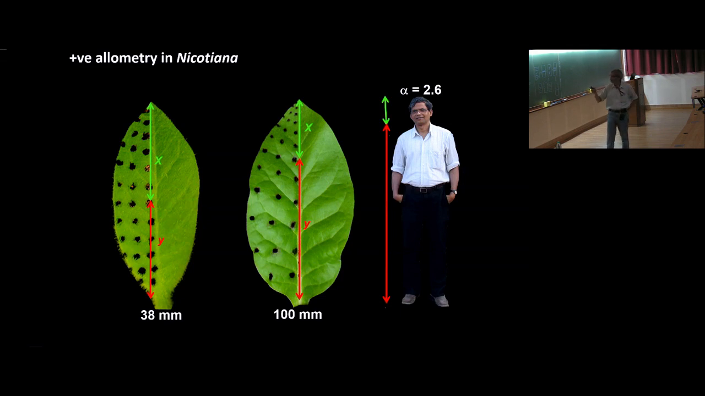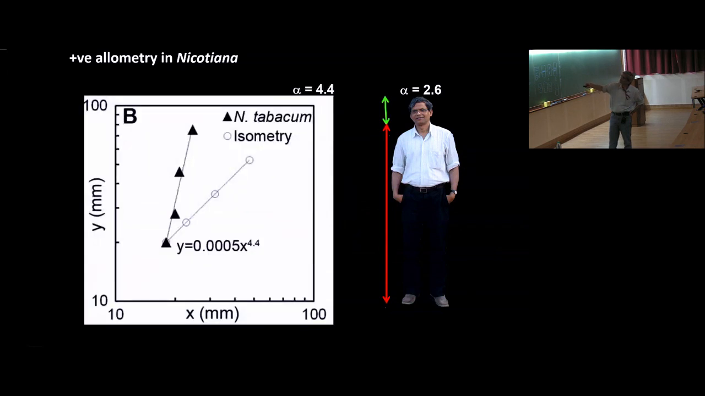What is the alpha value here? You can measure it very easily by plotting the x and y. When you plot the x and y here, this is the x and this is the y, you can see that had it been isometry, this would have been the graph, but it has deviated from here, and this is the graph that you see. If you fit it to the power law or allometry equation, you see the alpha value is 4.4. So basically, if the top half grows twice, the bottom half grows 2 to the power 4.4. Right, so this essentially means, because alpha is more than one, it's growing more from here and less from here.